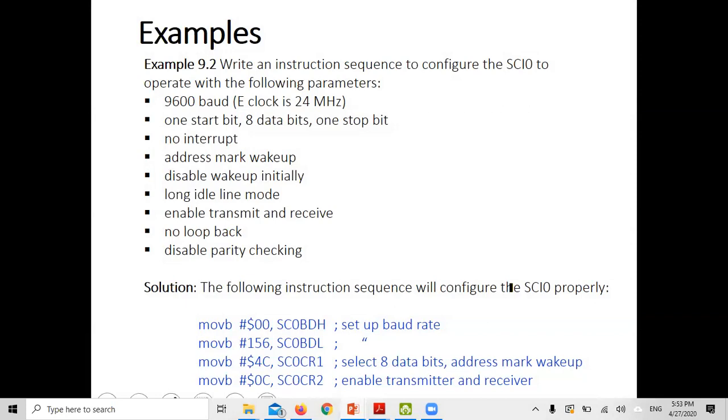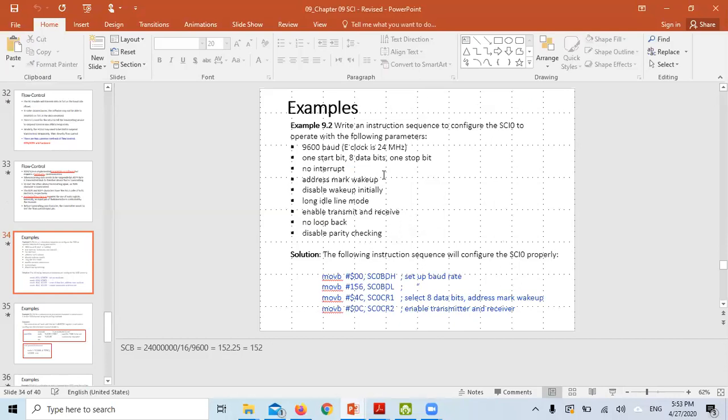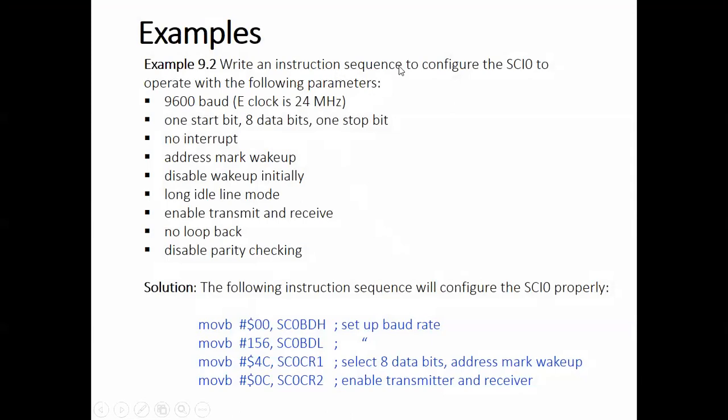Let's go over the three examples we have here about using the SCI module. So we have an example where we need to write the sequence of instructions to configure the SCI0 module to operate with the following parameters: 9600 baud rate when the E clock is 24 megahertz.